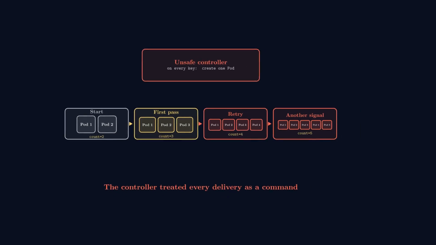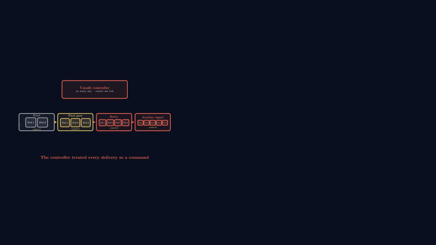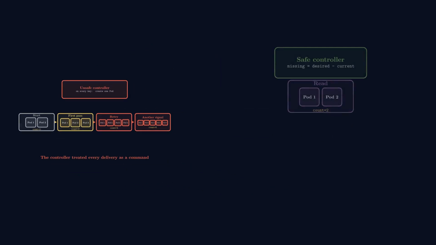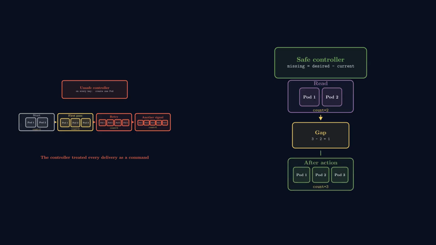The safe controller behaves differently. Every time web app A arrives, it reads the desired count and lists the pods it manages. It computes the gap using the latest numbers. If 1 pod is missing, it creates 1. If the count is already correct, it stops without making another write.